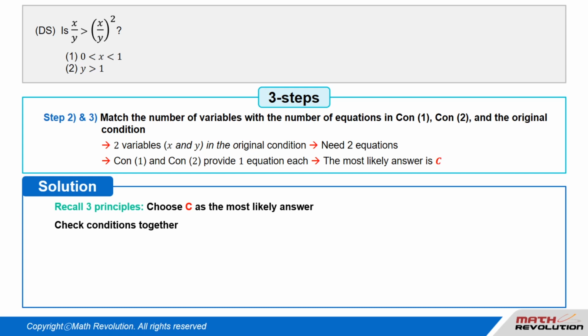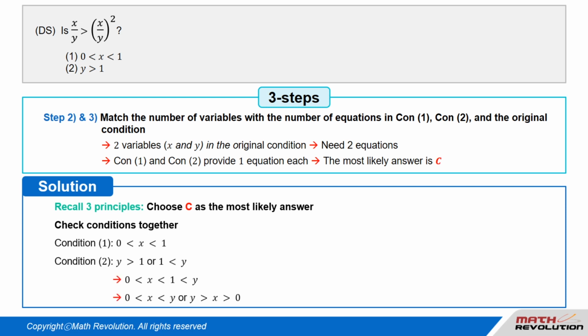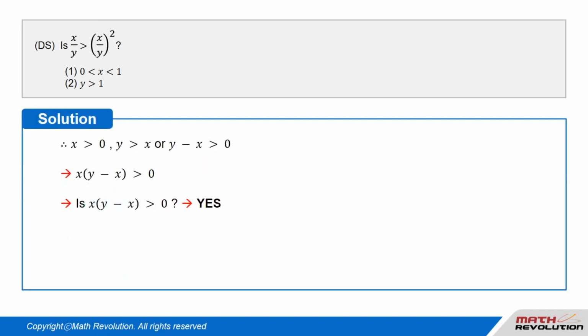Let's take a look at conditions 1 and 2 together. Condition 1 tells us that 0 is less than x, which is less than 1, and condition 2 tells us that y is greater than 1, or 1 is less than y. This means that 0 is less than x, which is less than 1, which is less than y. So, 0 is less than x, which is less than y, or y is greater than x, which is greater than 0. Thus, x is greater than 0 and y is greater than x, or y minus x is greater than 0, and therefore their product, x times (y minus x), will also be positive.